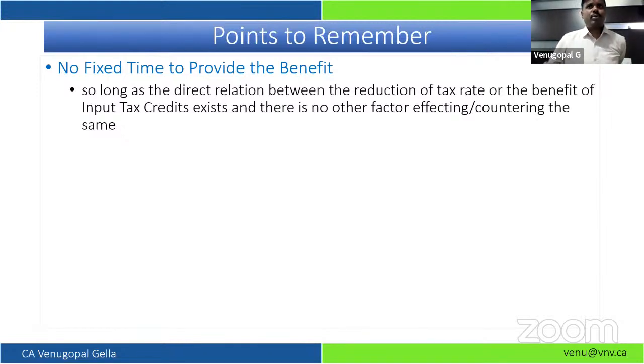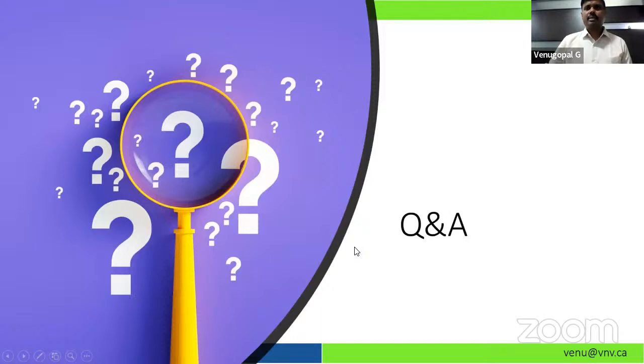Any fixed time to provide the benefit? As long as the benefit exists, the benefit needs to be passed on. This is what the provisions are looking for. Yeah, these are the things that we need to address.